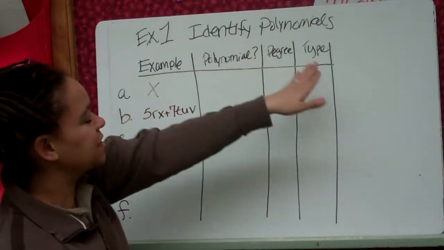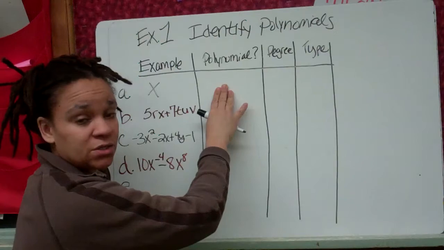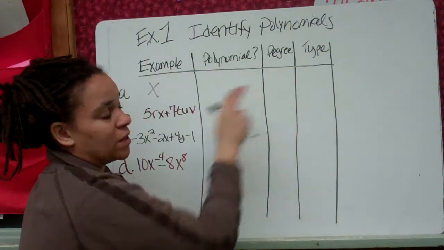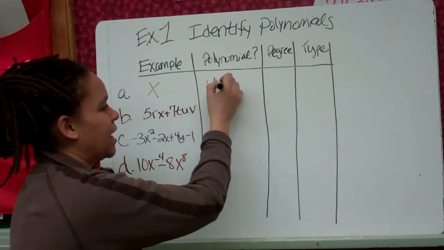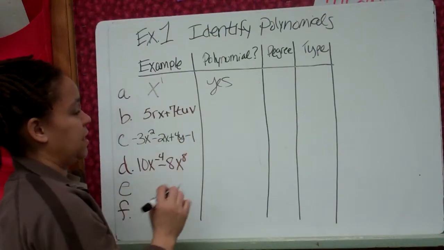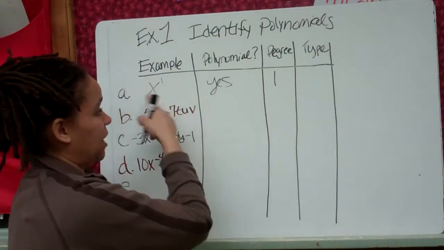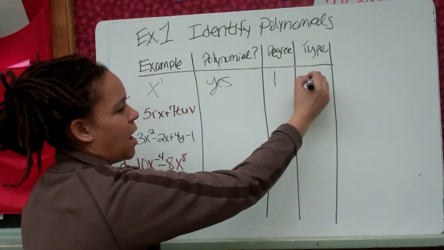Example 1. Let's identify the polynomials. I gave you the example. I want you to say, is it a polynomial, yes or no? What is the degree, and what type is it? So let's go. x. Is it a polynomial? Yes. It's just a variable. What degree does it have? It's the exponent, 1, because I don't have anything else to add it to. What type? This is going to be a monomial.